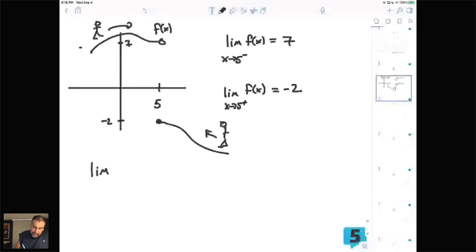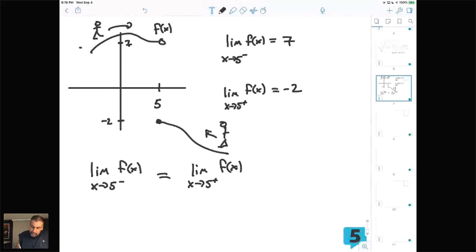A limit is defined if we can approach, and in this case we're talking 5, if we can approach from the left side of 5, and we can approach from the right side of 5, and we get equal answers. So in this case, our left approach was 7, our right approach is 5. Those certainly are not equal. Anytime you get a situation where they're not equal, that automatically means your limit is undefined.